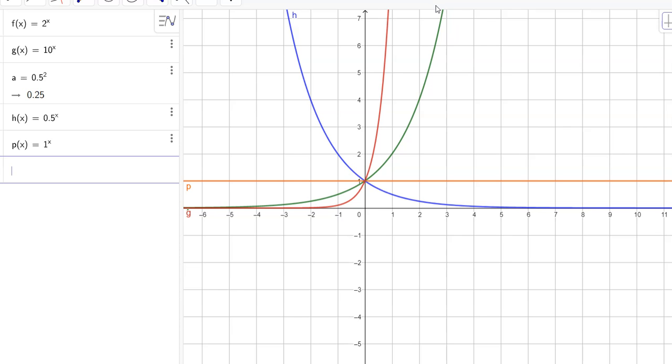They all have in common that they grow very rapidly. No matter if it's this green or red one, they will grow exponentially rapidly, or decrease exponentially rapidly, so you go very quickly to 0. So this is an important property of exponential functions: they grow rapidly or decrease rapidly.